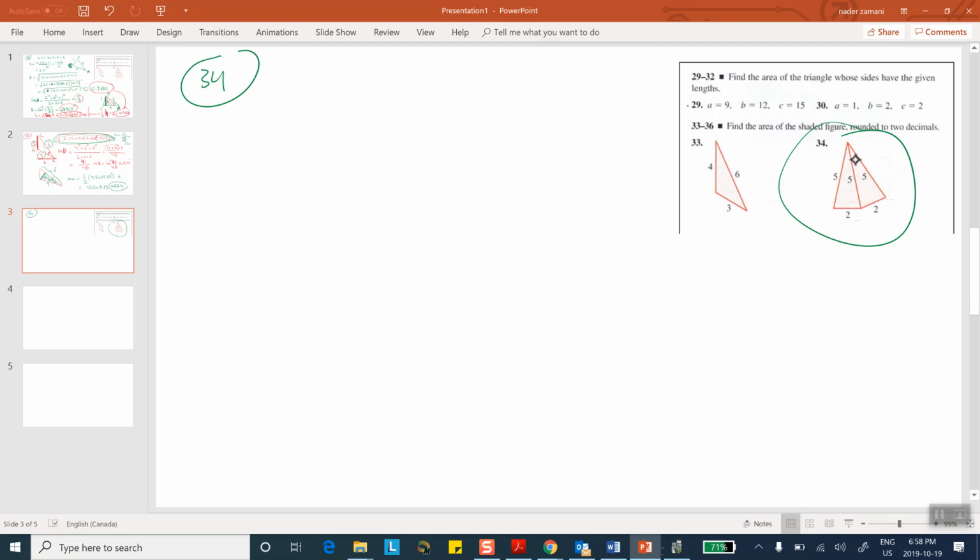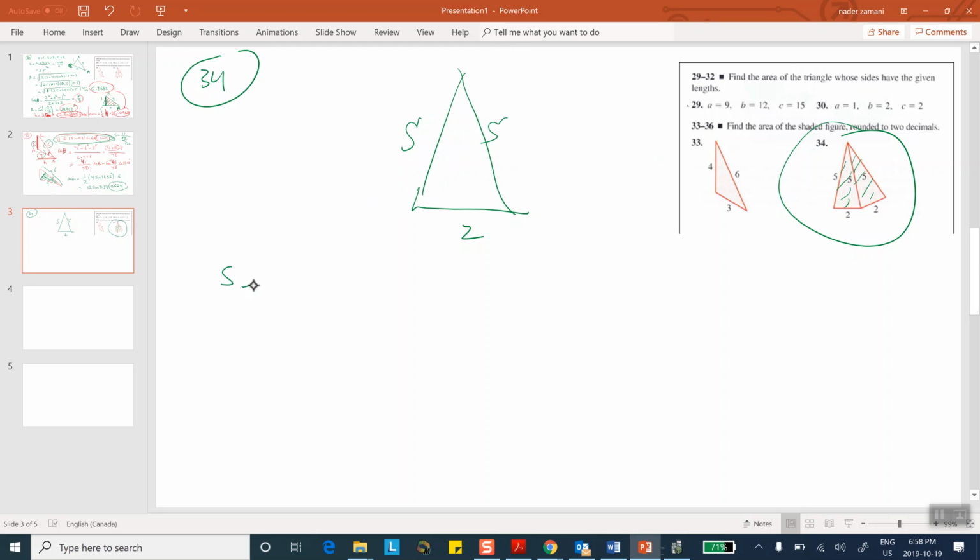Okay, so actually notice that these two have the same area. So all I need to do is to find one of them and multiply it by 2. So here's the situation. This is a 5, and there's a 5, and there's a 2. We can do it with the formula that we had, or we can do it directly based on finding the angle and then finding the altitude.